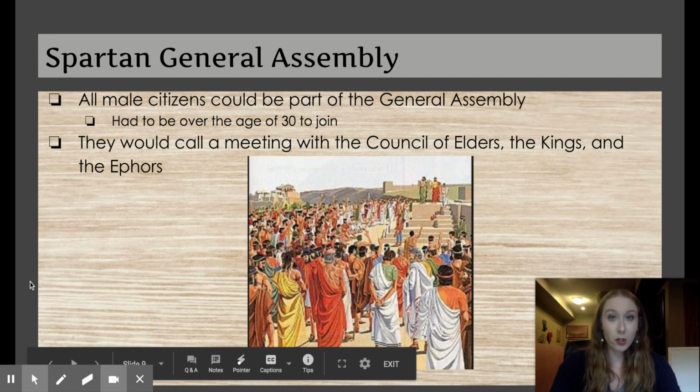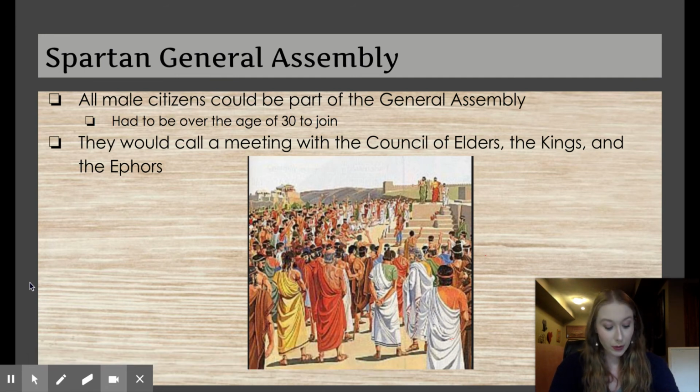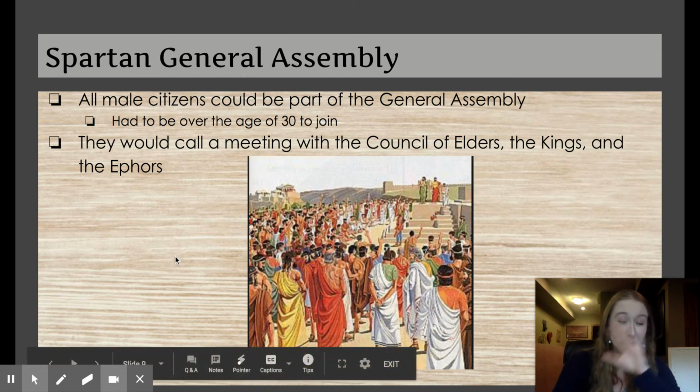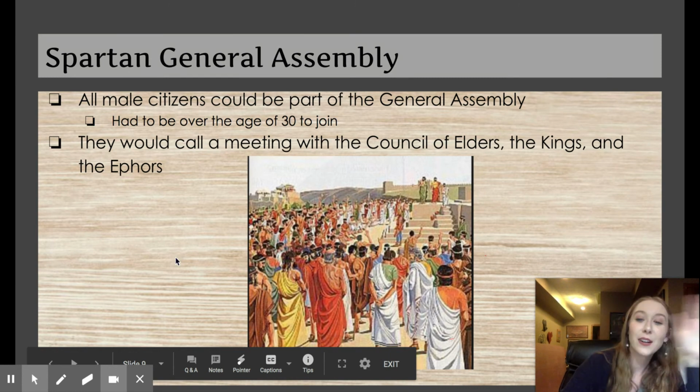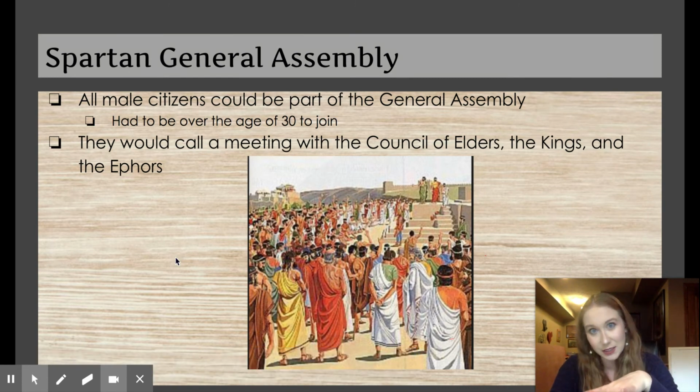So the Spartan General Assembly, also known as the Gerousia. Wait. Hold on, that's not right. It's just the General Assembly. I'm so sorry, okay? The General Assembly doesn't have a funny name. The Council of Elders is the one that has the funny name.